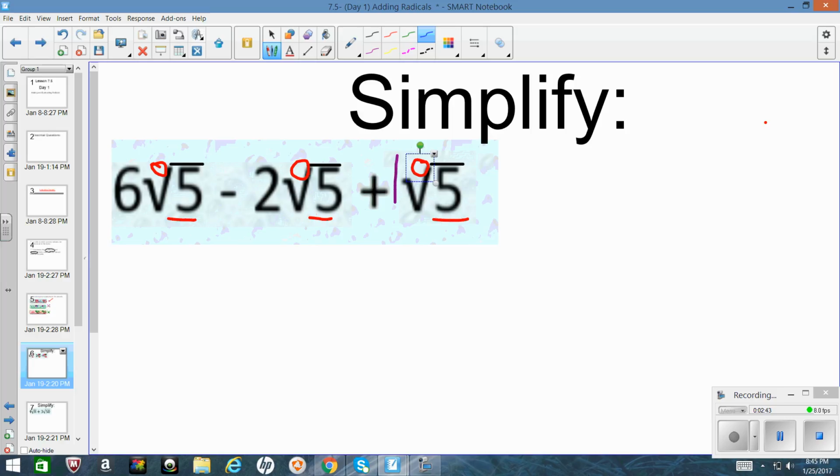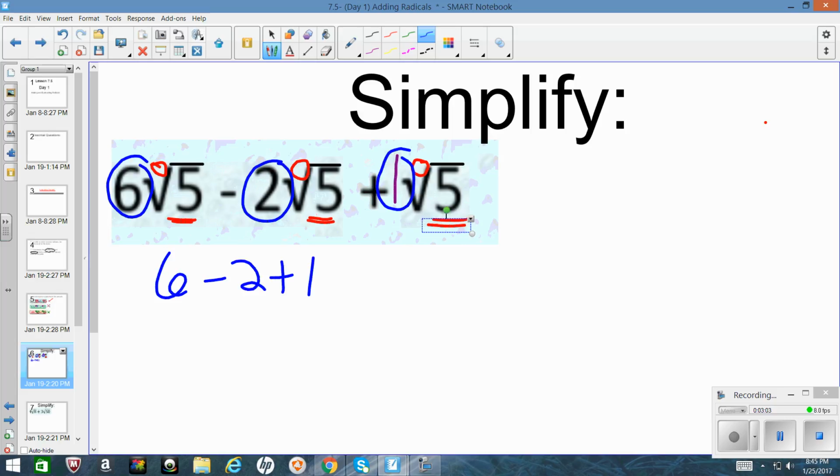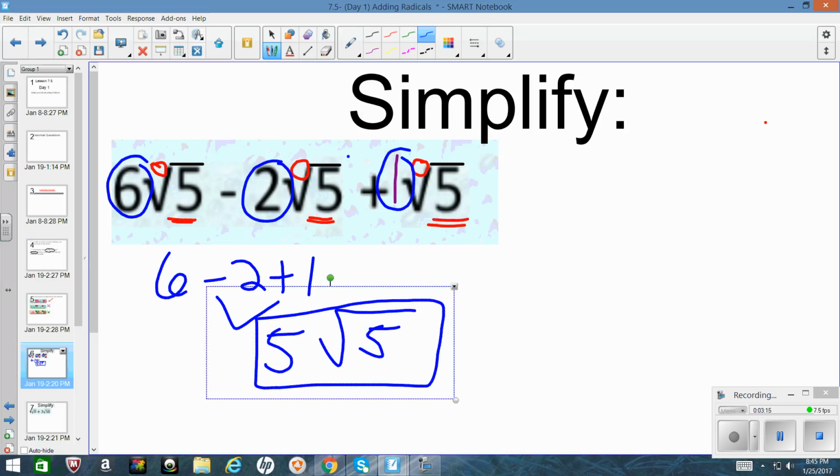When we're adding and subtracting radicals, all we're doing is adding or subtracting the numbers on the outside, and the number on the inside, the radicand, and the index are going to stay the same. Those numbers on the outside, 6 minus 2 plus 1, we combine, and that gives us 5. So we get 5 square root of 5 as our final answer, because the index and radicand all stay the same, and they were all square root of 5. We can't simplify any farther, so there's our final answer.